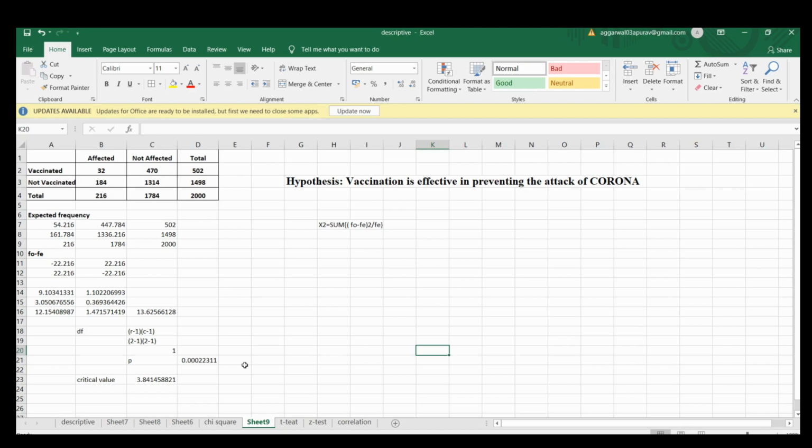We have also calculated the p-value. If the p-value is less than the alpha value, then the null hypothesis is rejected. So here our hypothesis is rejected. Thanks.